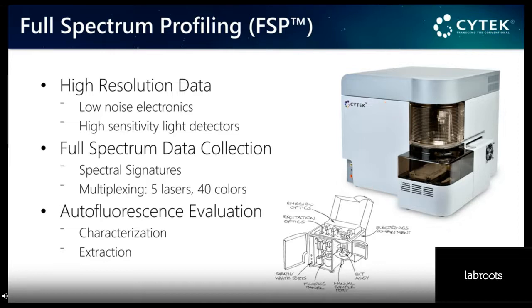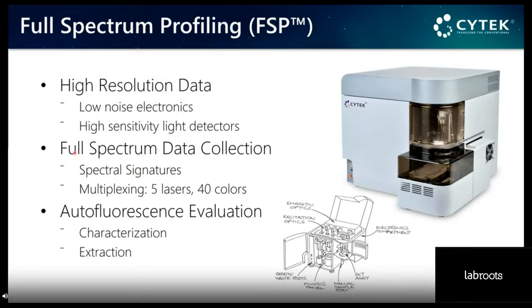Three characteristics of this full spectrum profiling are, number one, it gives you high resolution data because it has low noise electronics and highly sensitive detectors of light. We use APDs, or avalanche photodiodes, for that determination. And the high resolution means that at the end, if you're interested in cells that are positive for one marker and cells that are negative for one marker, the separation between negatives and positives is much better because of the detectors we use and the low noise in the system.